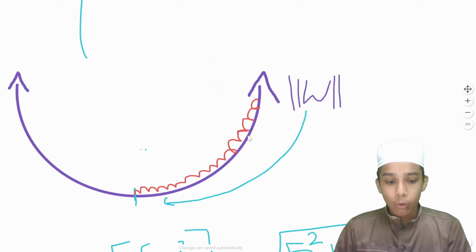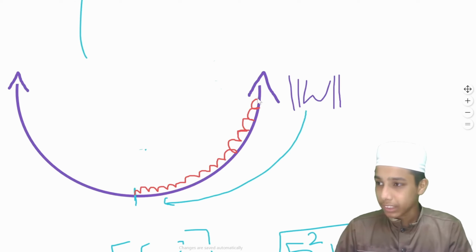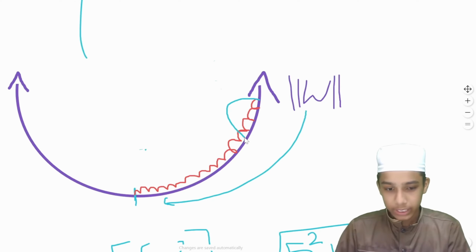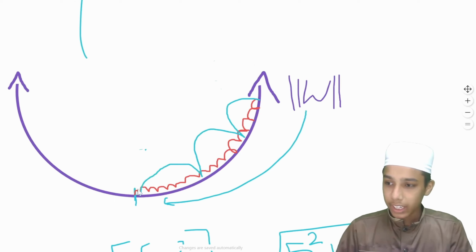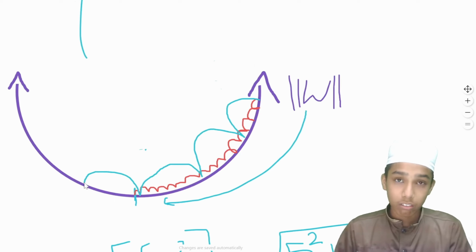Then guys, what if we take a larger step, something like this? Let's choose another color, because we are going to get confused. If I give something like this, it's going to start from here, come to something around here, and then we are going to get another one, right?